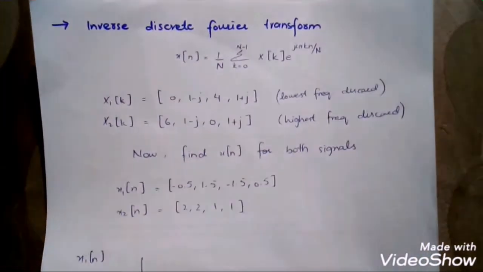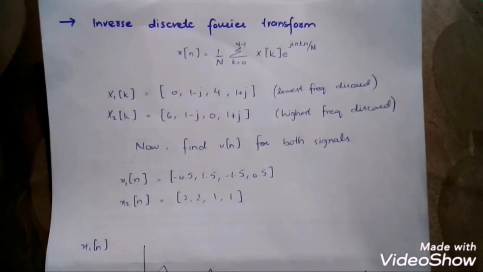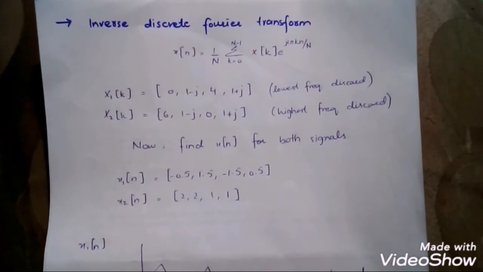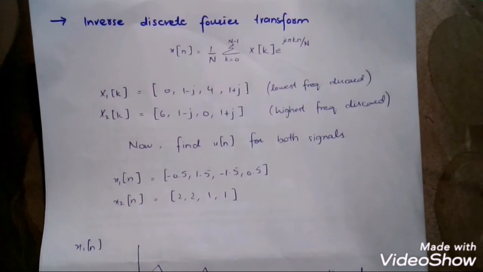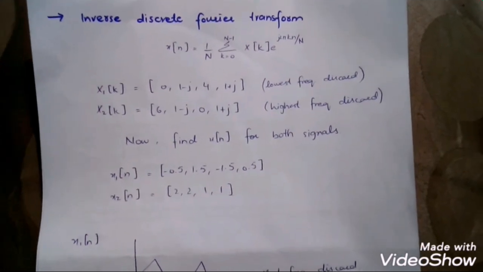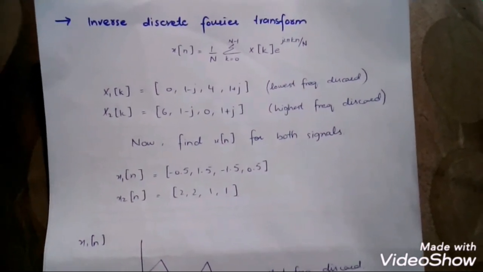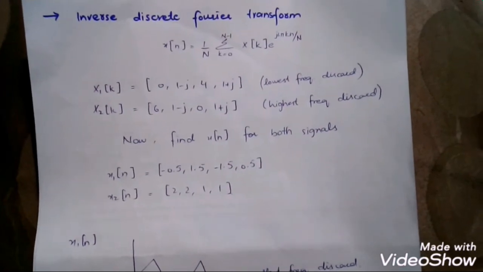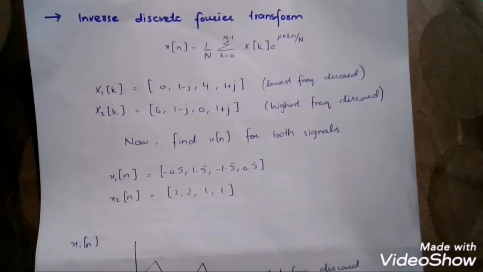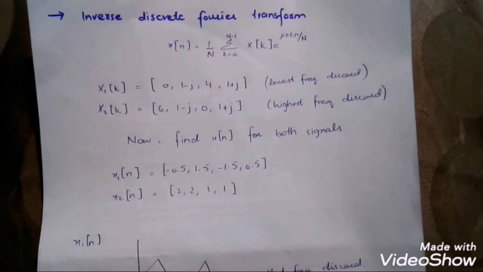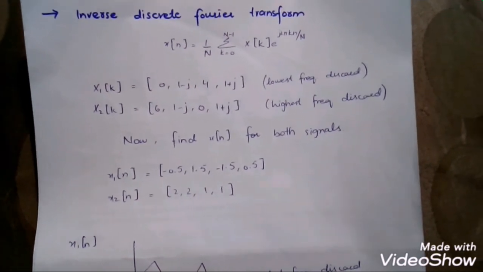Now the inverse discrete Fourier transform. The formula for the inverse discrete Fourier transform is x of n is equal to 1 over N into summation k is equal to 0 to N minus 1 of X of k e power j 2 pi k n over N. Here there is no negative sign at the power of e.